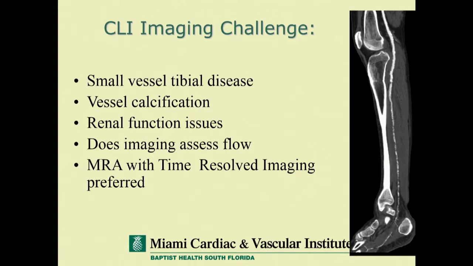When we're looking at our patients with CLI, these are calcified vessels, very diseased vessels. It really limits our evaluation with CTA. Regardless of how well we bolus, how great our machines are, they're 256 or 512 slices, it's very difficult to acquire the right timing. Additionally, these patients are renally challenged. So it makes CTA in these particular patients very limited.